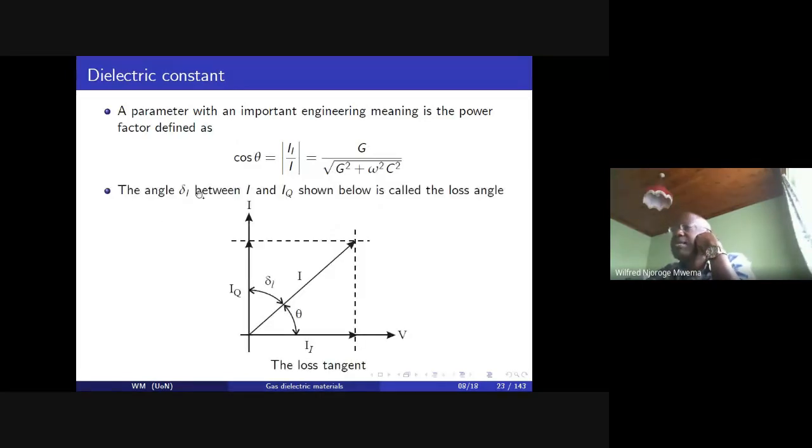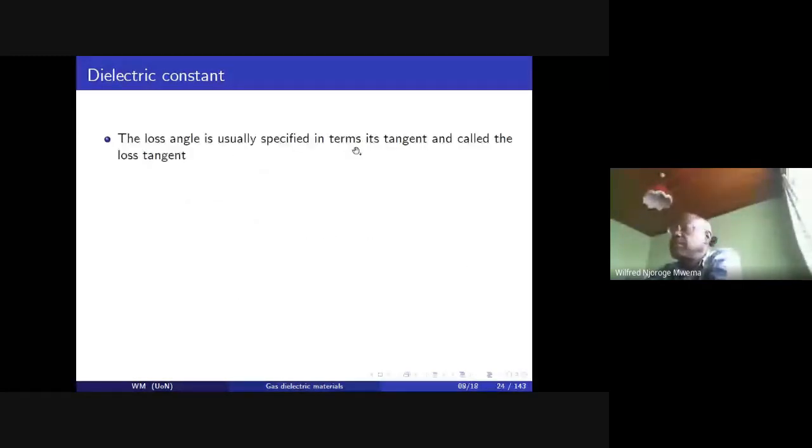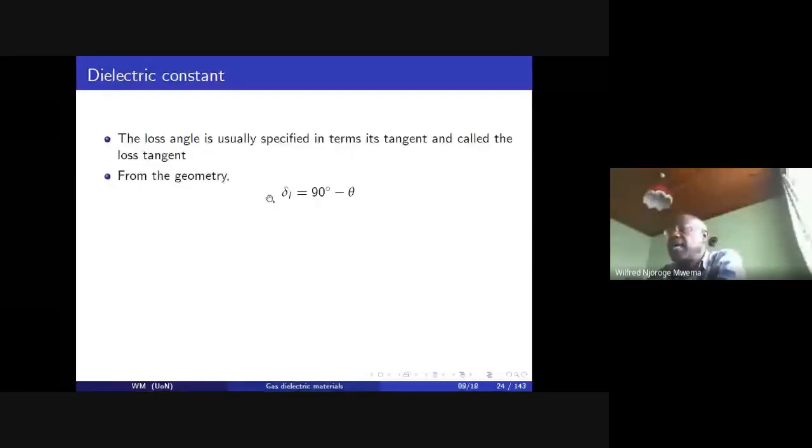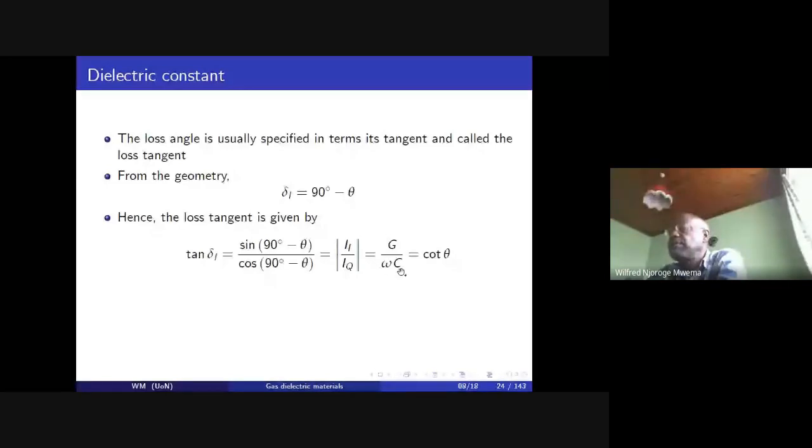The angle delta L between the total current and the quadrature phase current is usually referred to as the loss angle, and it's related to theta as 90 minus theta, as shown in that diagram. The loss angle will then be specified in terms of its tangent, and referred to as the loss tangent. Since delta L is just 90 minus theta, the tangent of delta L is the cotangent of theta.